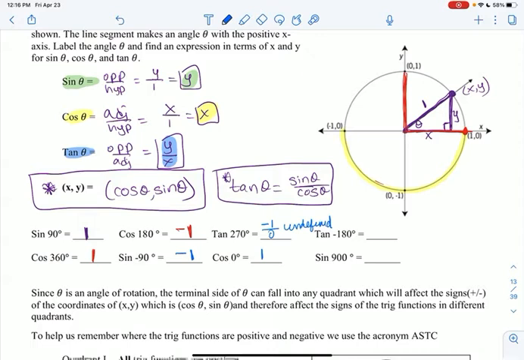And what is tangent going to be? It's going to be sine, which is 0, over x. Well, that just equals 0.